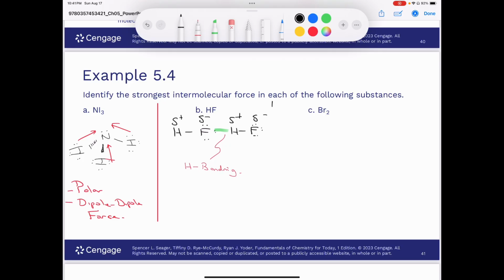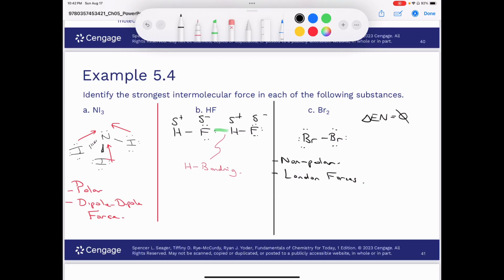And then in the last one, you have bromine. Well, bromine is just a diatomic molecule. And remember, there's no difference in electronegativity between two bromines. The difference in electronegativity will be zero. And so this is a nonpolar molecule. So there's no ion dipole, there's no hydrogen bonding, there's no dipole-dipole force, but there's going to be what? London forces, right? Everything has London forces, even nonpolar molecules.